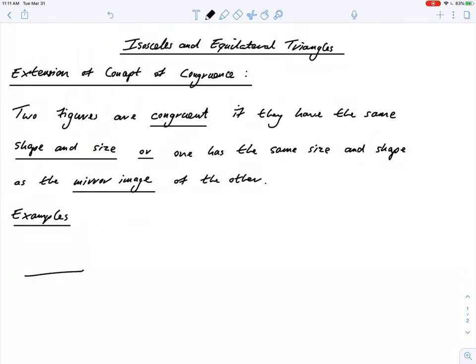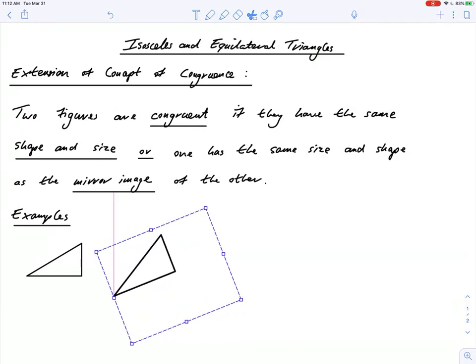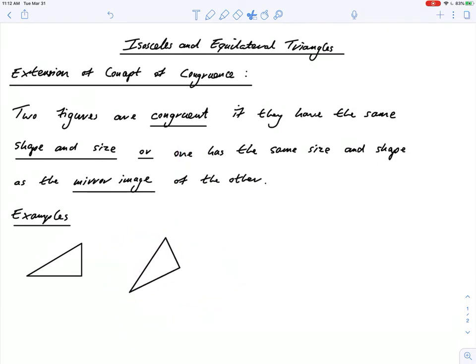If I take just a triangle, say a right angle triangle like this, then what we're used to is just the same basic thing, maybe in a slightly different position. So something like this. Those are most definitely congruent. I can superimpose one on the other perfectly. It's all good.